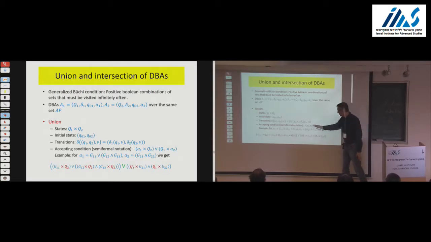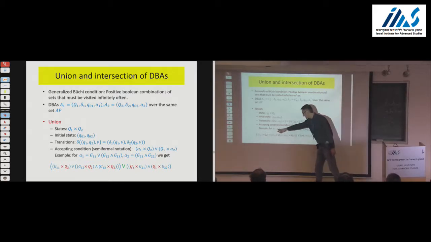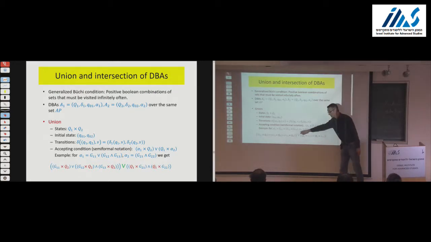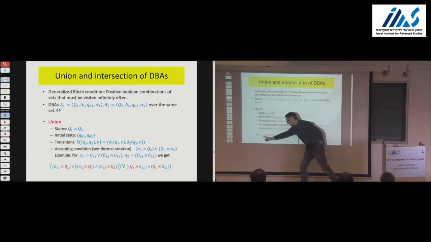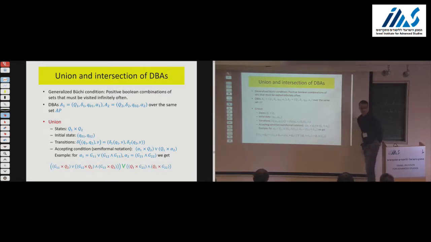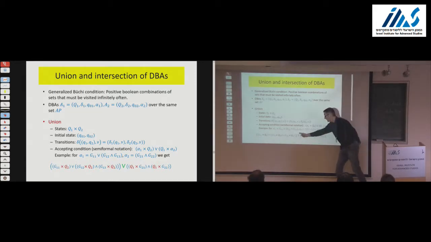Okay, and what is this cross product operation? Well, let me just explain it with an example. Assume that alpha 1 would be something like visit this set of states infinitely often, and this set infinitely often. And assume that alpha 2 would be something like visit this set infinitely often and visit this set infinitely often. So what is then this thing, alpha 1 cross product with Q2? Well, you take this and you replace every set by its set cross product with Q2. Okay, so this is the operation. And then you do the same thing on the other side and you take the OR.